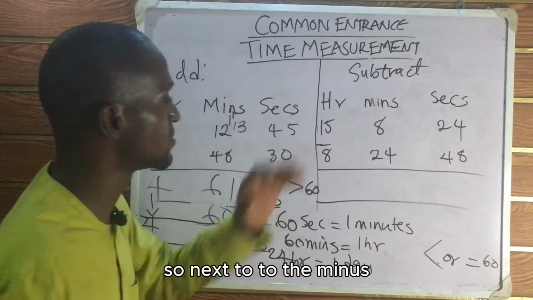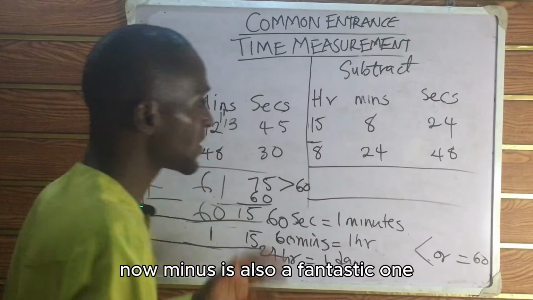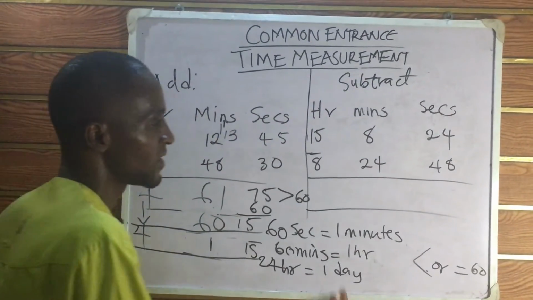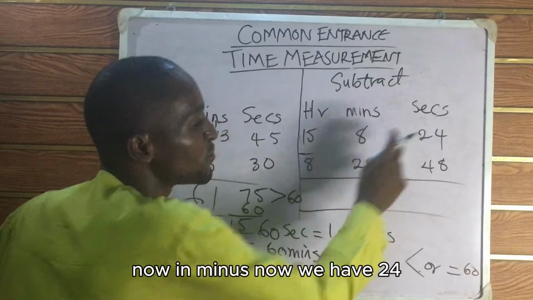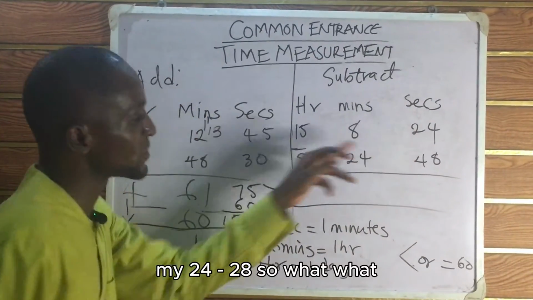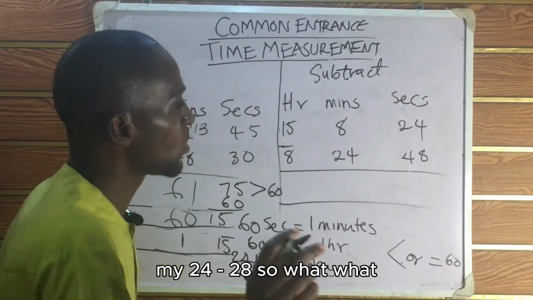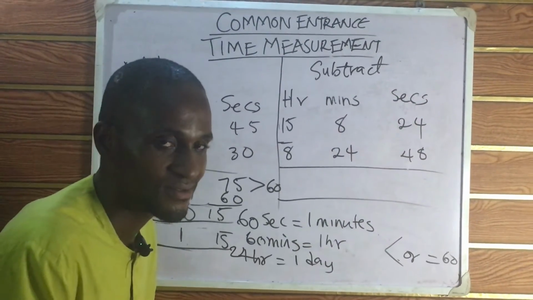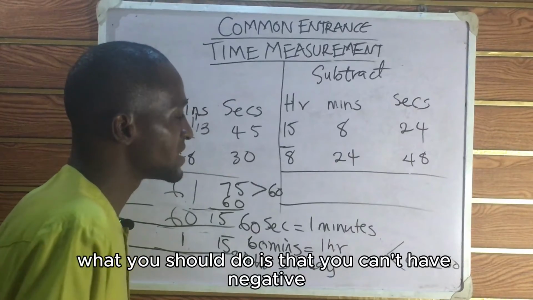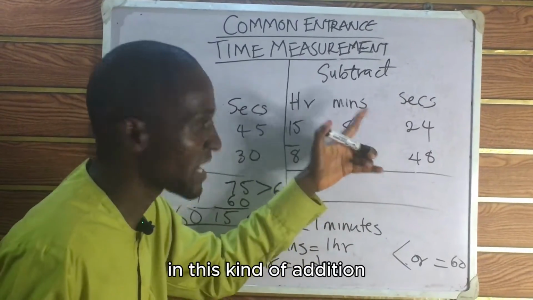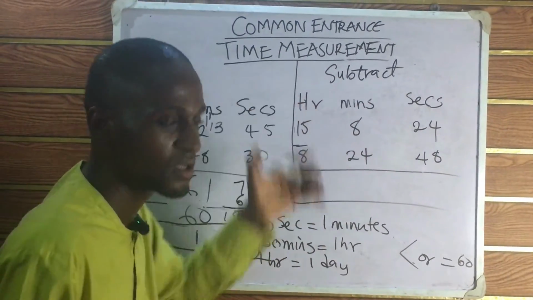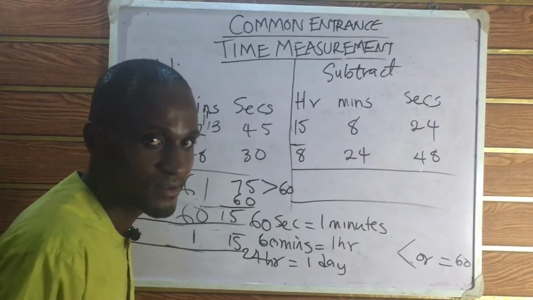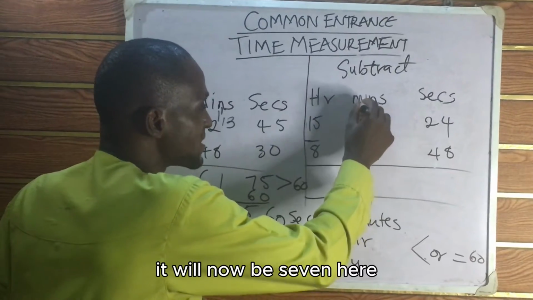Okay, so next is the minus. Now minus is also a fantastic one. Now let's go to minus. Now in minus, we have 24 minus 48. So what will you do? Because 24 minus 48 is not accepted. You can't have negative in this kind of addition or subtraction of time measurement. What will you do? You have to borrow 1 from 8. Are you with me now? So when you borrow 1 from 8, it will now be 7 here.